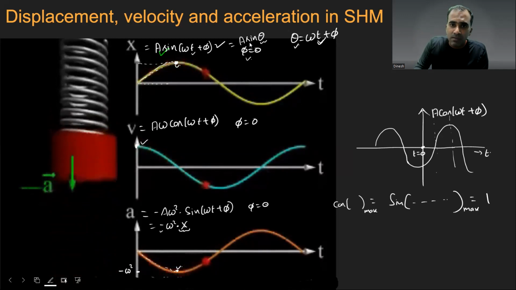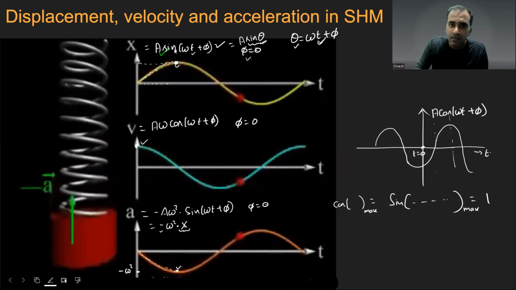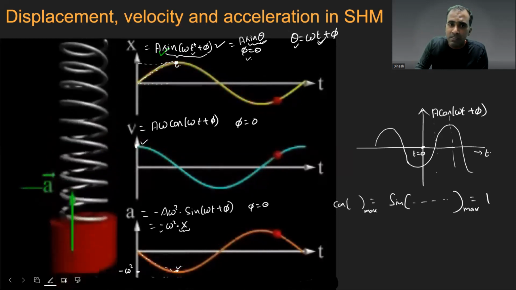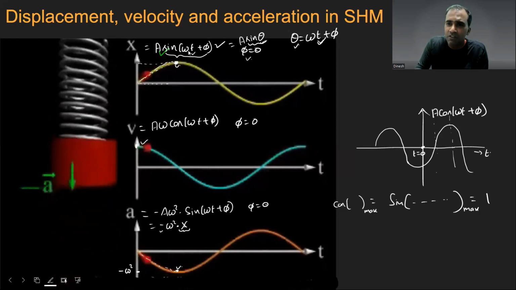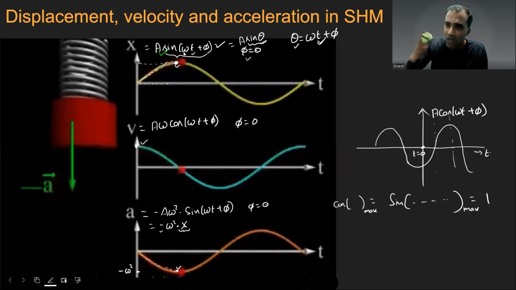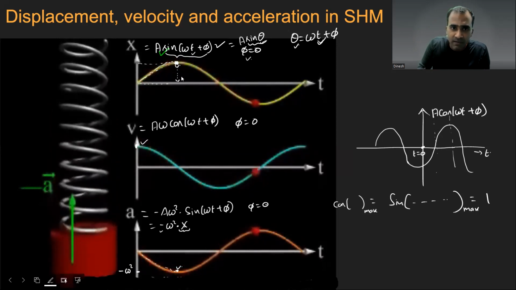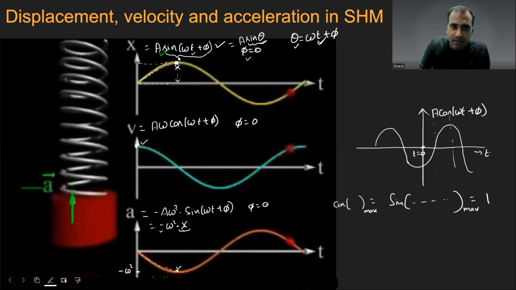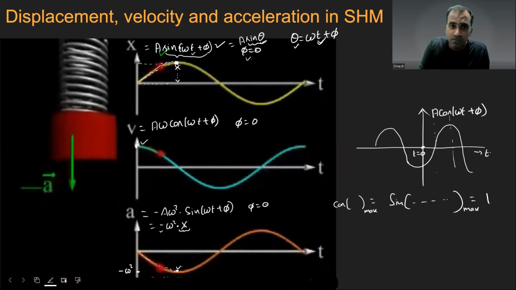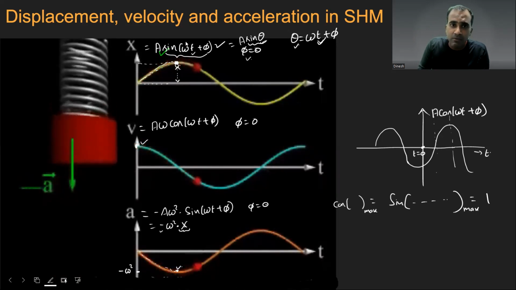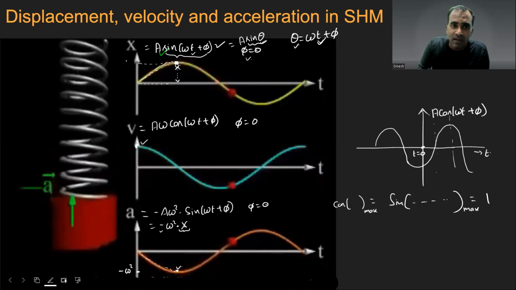So what is the maximum value possible for sine of omega t plus phi? Whatever is inside sine doesn't matter for us. Sine means its maximum value possible is 1. So what is the maximum height possible here? What is this height? Can anyone tell me? When sine becomes plus 1, that is the maximum value possible for sine. When sine becomes plus 1, x becomes maximum. And what is that value of x? A.